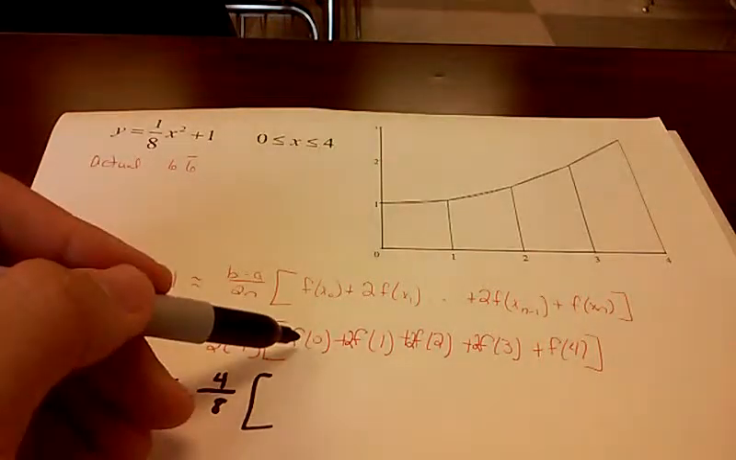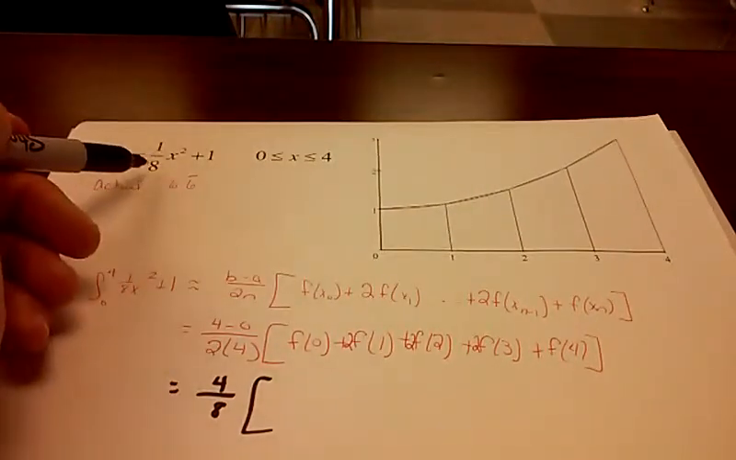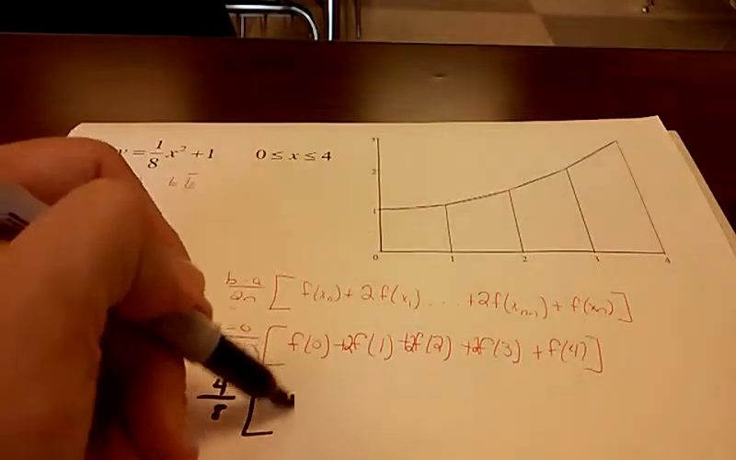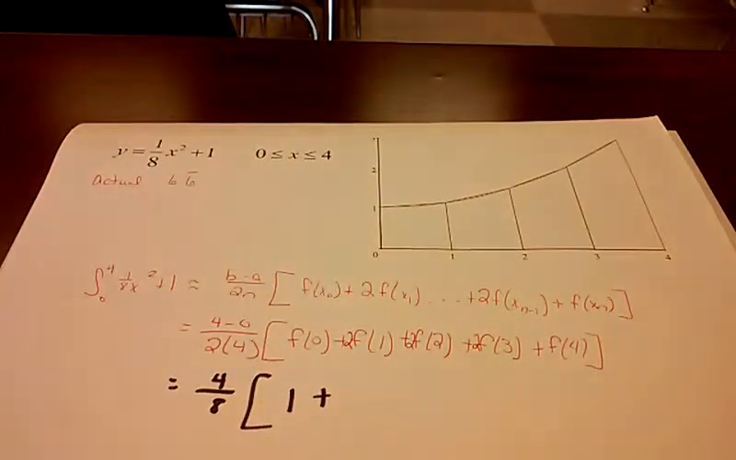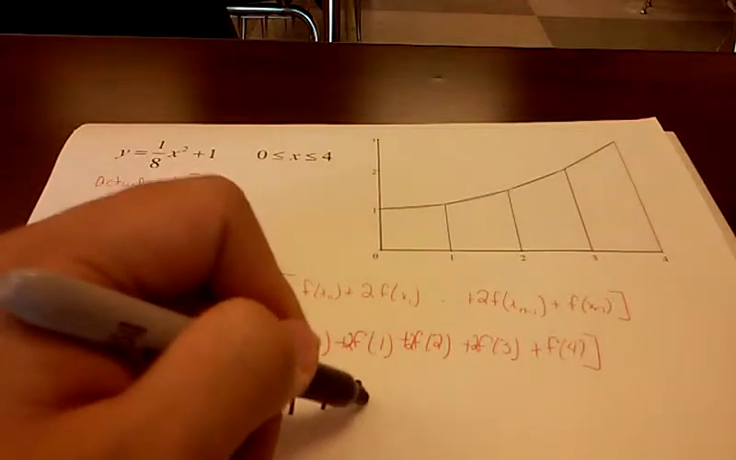All right, f of 0. So we're going to plug 0 into my function. And so that's going to be 0 squared times 1/8 is 0 plus 1. So that's just going to be 1 plus. Now if we plug in 1 into my function, what's that going to give me? That's going to be 1/8 times 1 squared plus 1. But then also don't forget to multiply it by 2. And so that's going to give me 9 over 4.